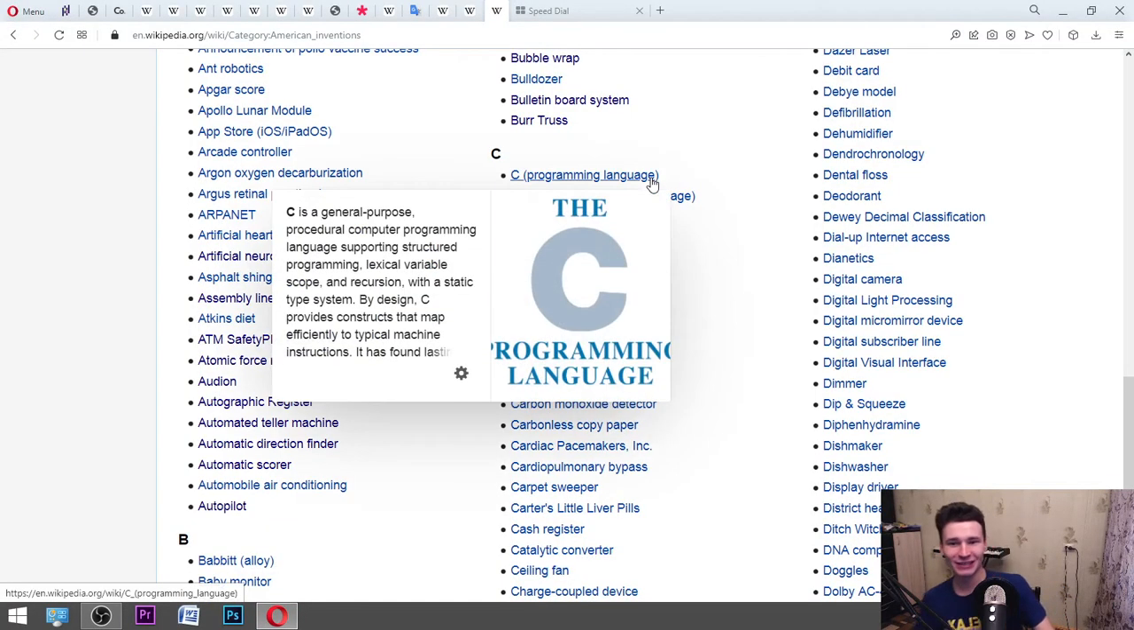C programming language. Let's learn what it is. I actually know because I'm a developer and I do programming, so let's read it to our dear viewers. C is a general-purpose procedural computer programming language supporting structured programming, lexical variable scope and recursion, with a static type system. By design, C provides constructs that map efficiently to typical machine instructions. It is a programming language that can use commands from users. For example, I'm sitting here typing with my keyboard, and my left hand and right hand are working simultaneously, asynchronously, and it is amazing.